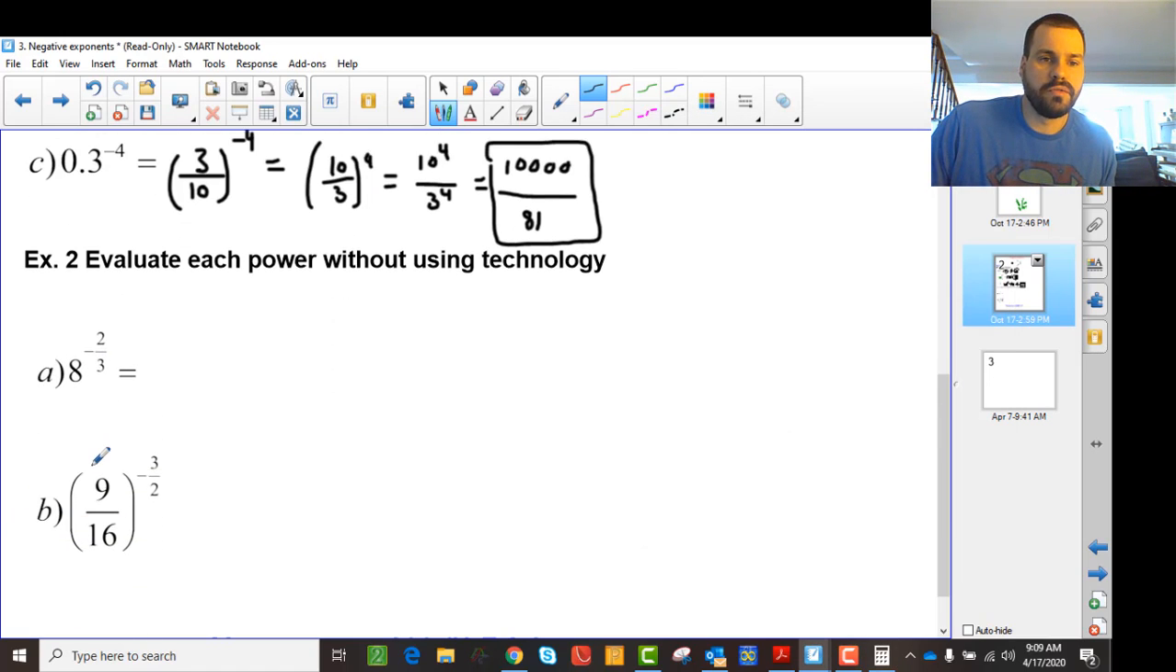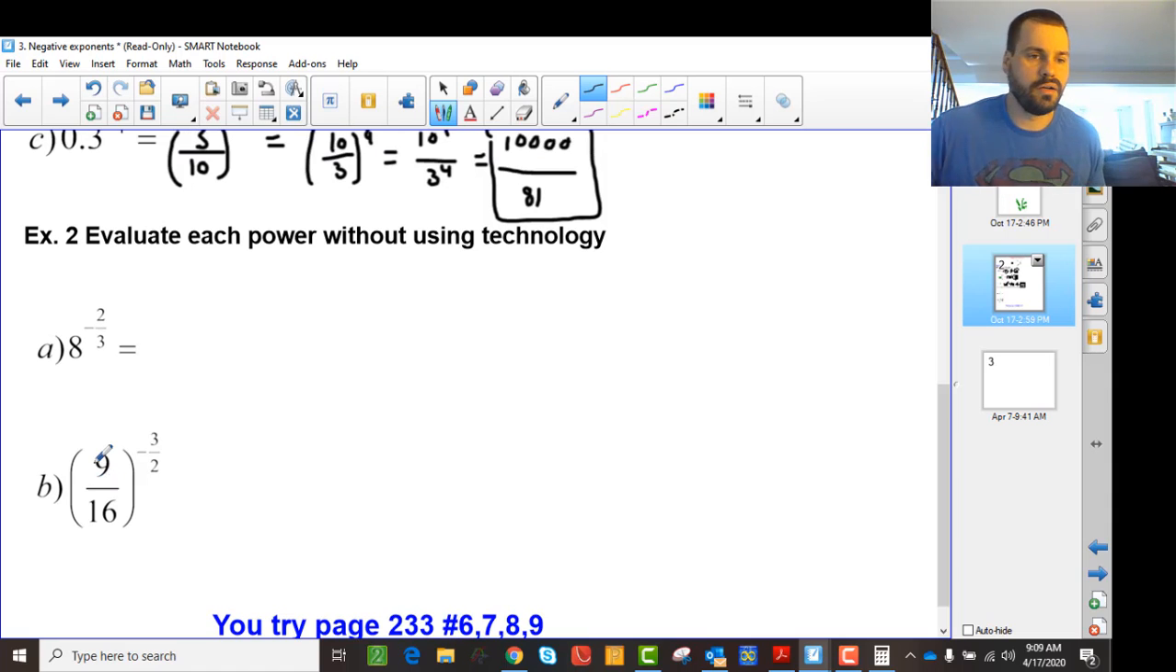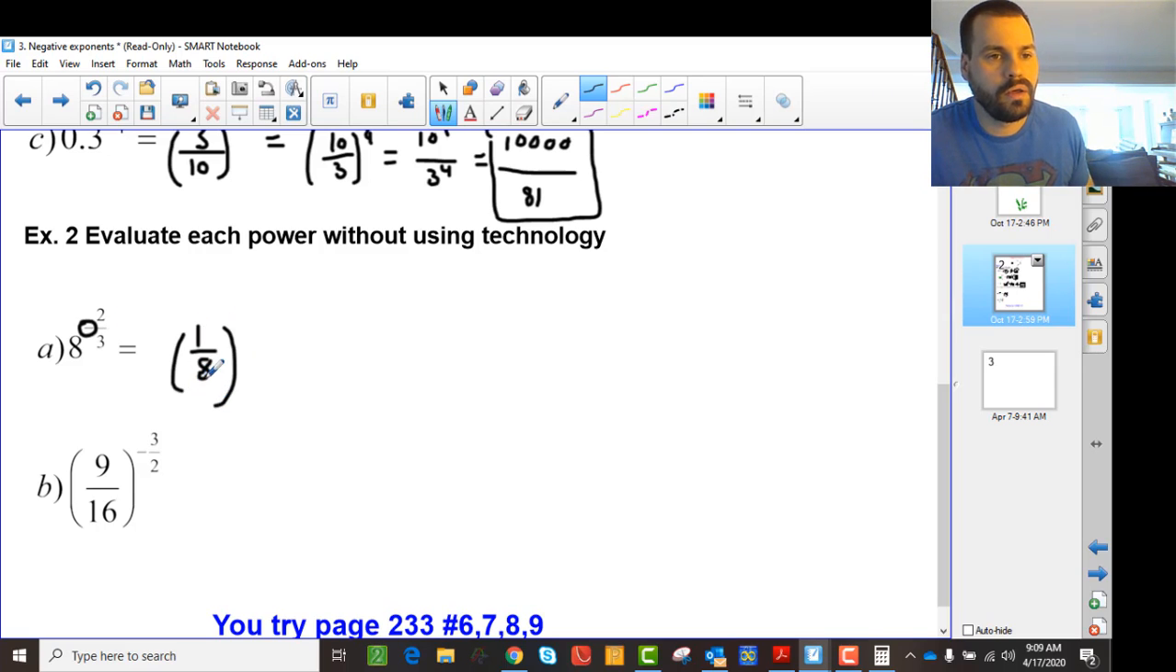Now down here it says to evaluate these powers without using technology. So what we have to do is first of all look at, there's a negative here. So I'm going to flip the base. I'm going to write it as 1 over 8. And then to the 2/3. Then you have to remember your rational powers. Okay, this becomes the cube root then of 1/8 squared.